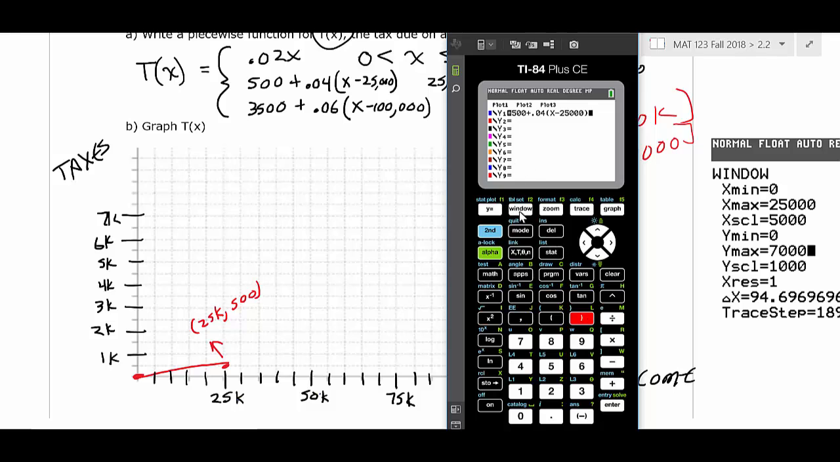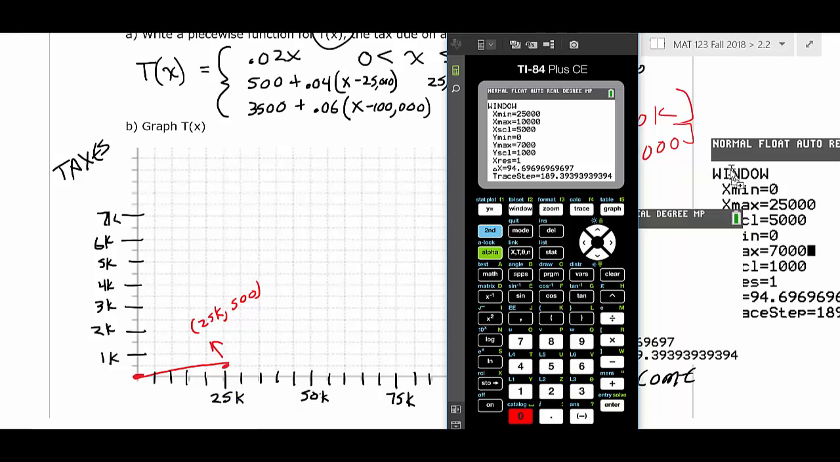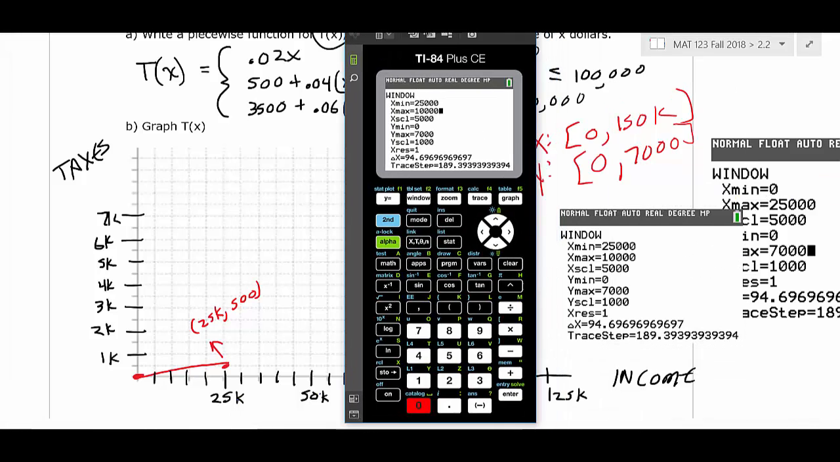Now the window changes, and the only thing that's going to change on the window is X minimum is going to be 25,000. That's where the tax bracket starts. Where does the tax bracket end? It ends at 100,000. So that's all I'm going to change. This second viewing window, you just want to change the X's, and then we'll do exactly the same thing. Okay, so that's my second viewing window. Once I change the X's, then just graph it.